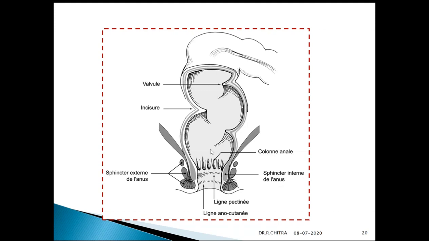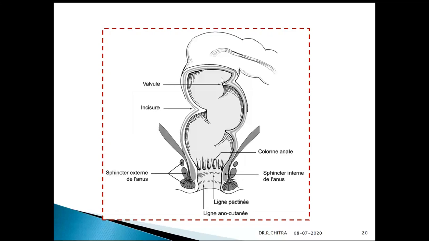So if you see the third Houston's valve, that will be the most constant. It arises from the right wall of the rectum. This divides the interior into upper and lower chambers. The upper chamber is derived from the pre-allantoic part of the hindgut, and the lower chamber from the post-allantoic part of the cloaca.